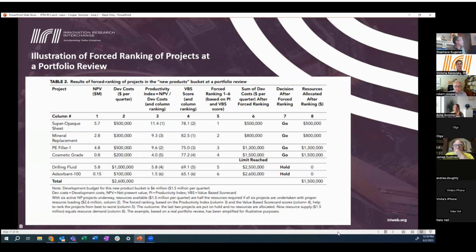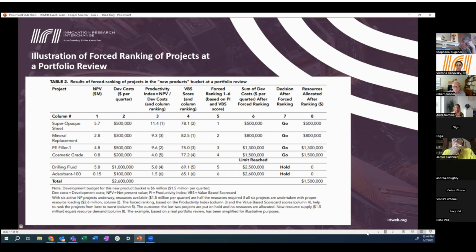And this was just an example of a forced ranking exercise at a portfolio review of a company in, I believe, the clay business. They were using their clay as an additive in the paper industry, in the cosmetic industry, and in drilling fluids, etc. So they have a number of major projects. This is one bucket, and they have typical costs in here, development costs, etc. The net present value is calculated from the most recent gate meeting. They calculate the productivity index. They also have the value-based scorecard score.